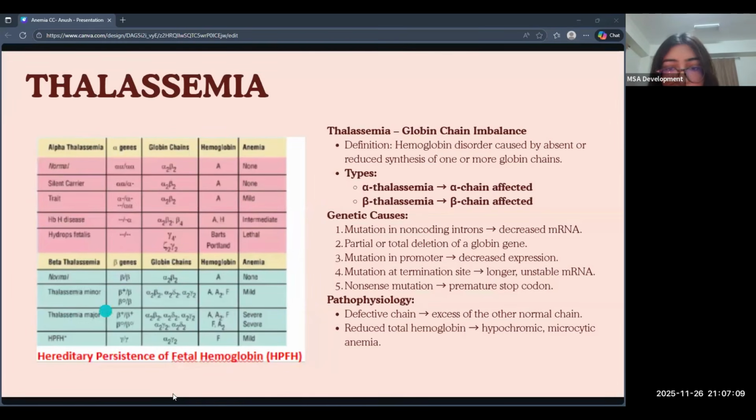Then we have thalassemia major. Now, in thalassemia major, what happens is that there are very low or almost absent beta chains. So there's severe anemia, and this cannot be compensated, but the HbF still tries. Then we have hereditary persistence of fetal hemoglobin. We said HbF is basically increased here to reduce the severity of the anemia. Okay.